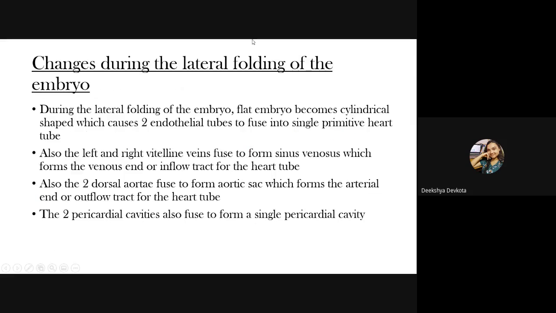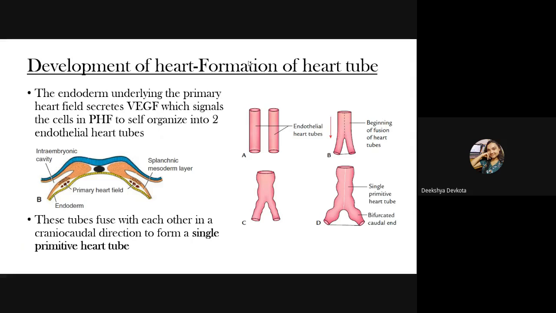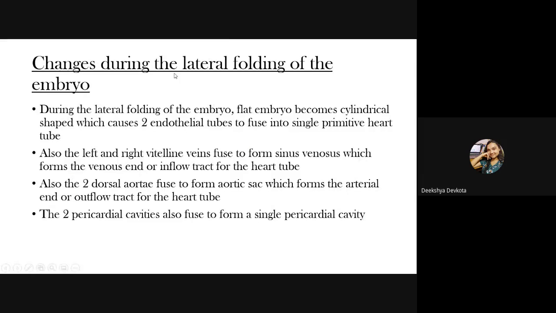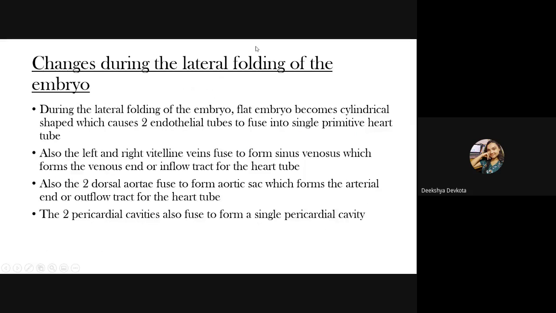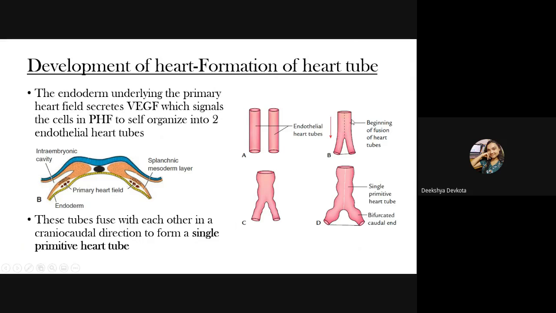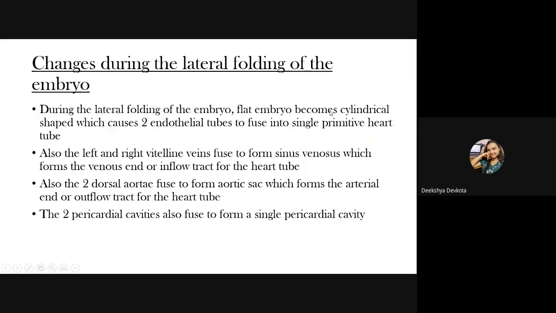Now, during the lateral folding of embryo, there are certain changes that the tube undergoes. So, firstly, the two heart tubes fuse in craniocaudal direction. During the lateral folding, till now our embryo was flat. So now the flat embryo becomes cylindrical due to the lateral folding, and during this lateral folding, two endothelial heart tubes also fuse to form a single endothelial heart tube, and they fuse in craniocaudal direction. So this is the first thing that happens during the lateral folding.